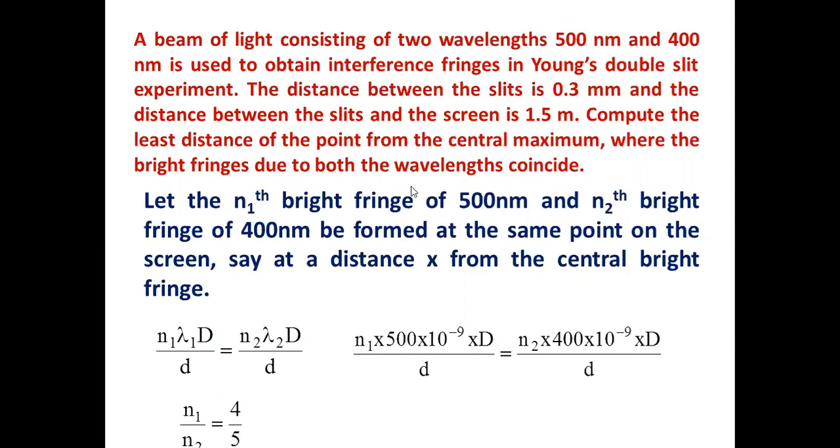If you switch on 400 nanometer, you should get a bright fringe there. If you switch on 500 nanometer, you should get a bright fringe there. Numbers may be different. That means here the answer should be a digit, and further it should not be divisible by an integer. It should be a fraction. That means 4th fringe of N1, which is lambda 1, 500 nanometer, and 5th fringe of N2, what is N2? 400 nanometer. They are coinciding at the same place.